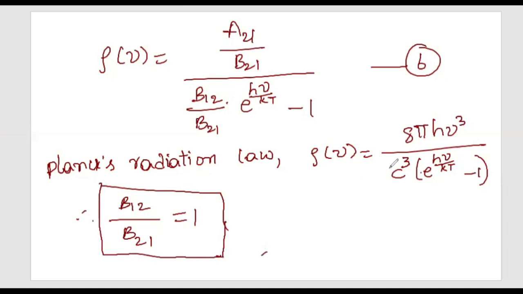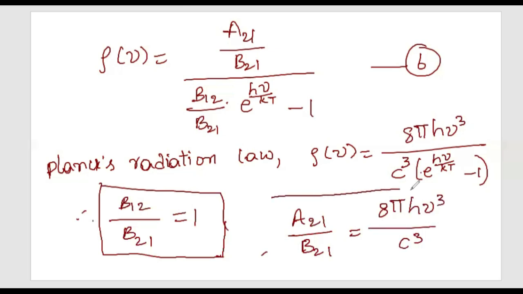And the second equation is whatever the remaining part is there. So this part is equal to the remaining part. So that is A21 by B21 equal to 8 pi h nu cube by c cube. So this is the second Einstein relation.